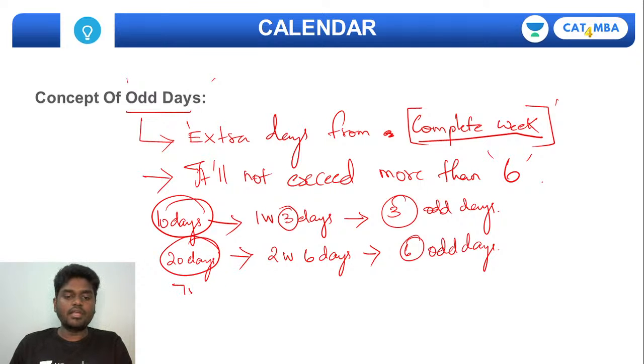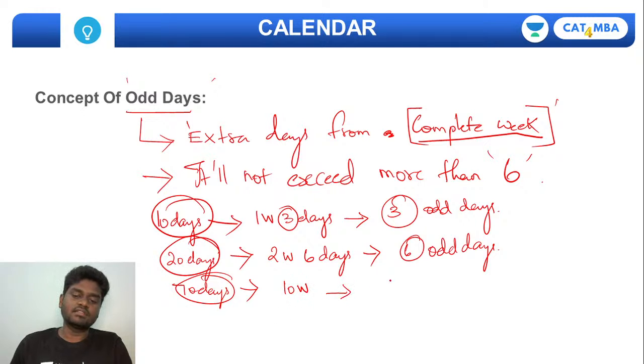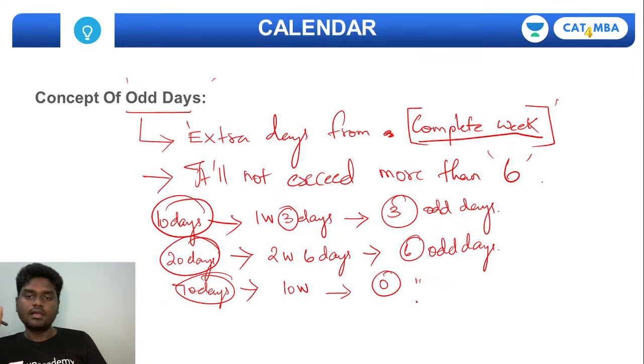If I ask you how many odd days I have in 70 days, then how much it will be? Absolutely, you have 0 odd days. How? You have 10 complete weeks and no extra days. So we can say that you have 0 odd days. That's it. Okay? Is that clear?